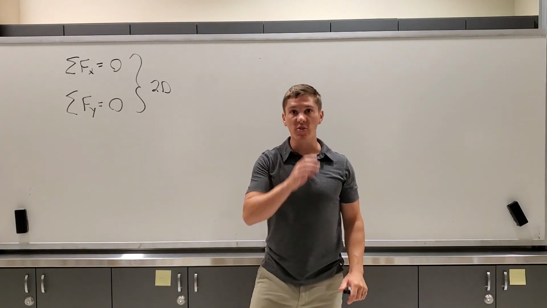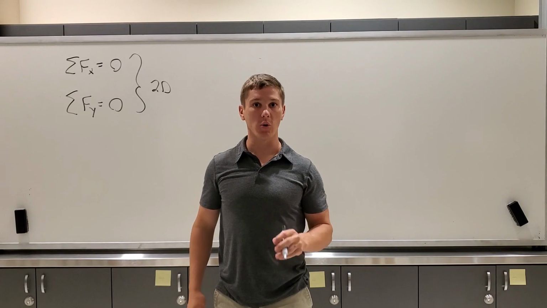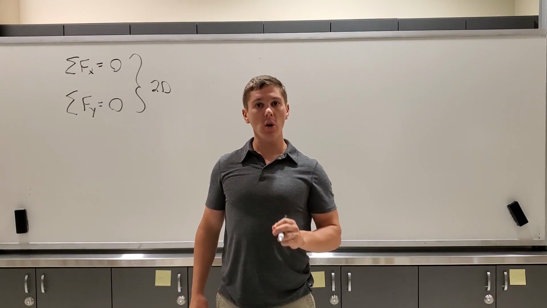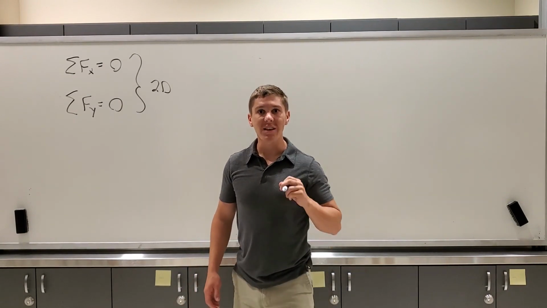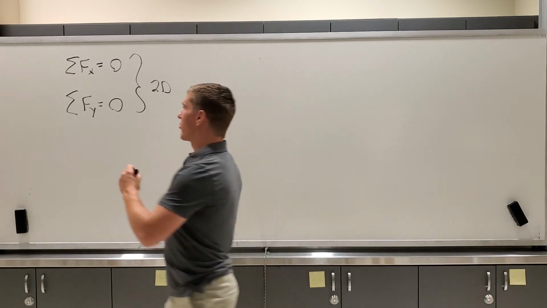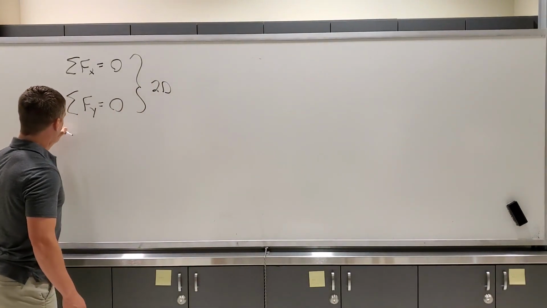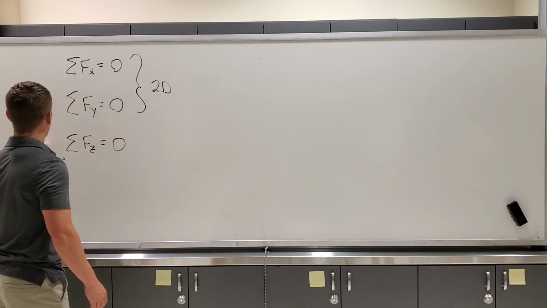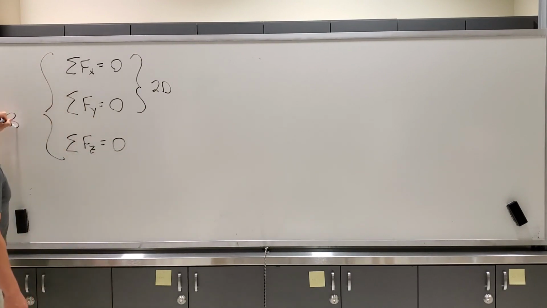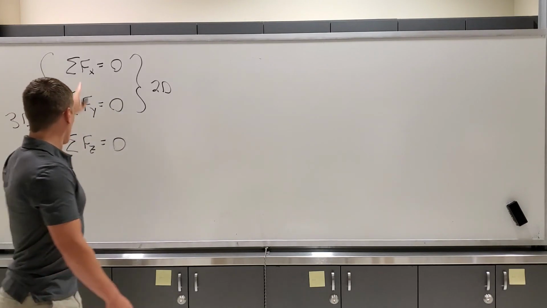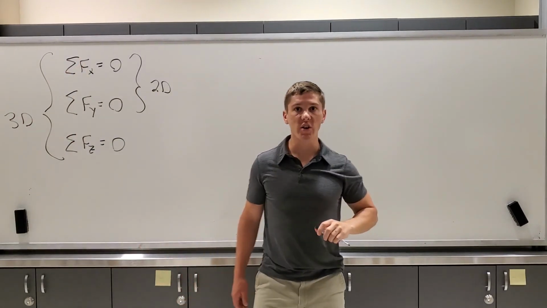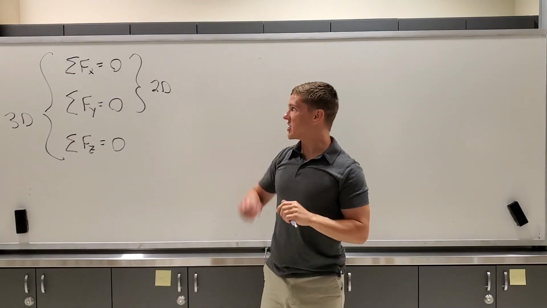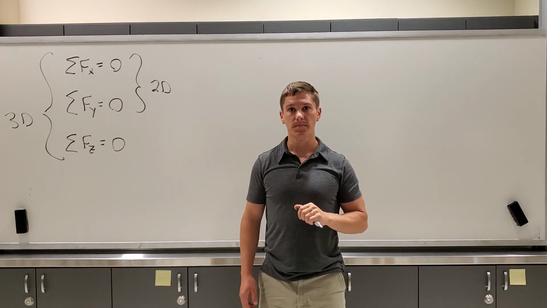And then we also covered the same information for 3D particles, and the only difference for a 3D particle is that we now add the additional equation that the sum of the forces in the z direction must also be equal to 0. So, this is our equations of equilibrium for 3D, or all three, whereas our equations of equilibrium for 2D are just the top two equations.